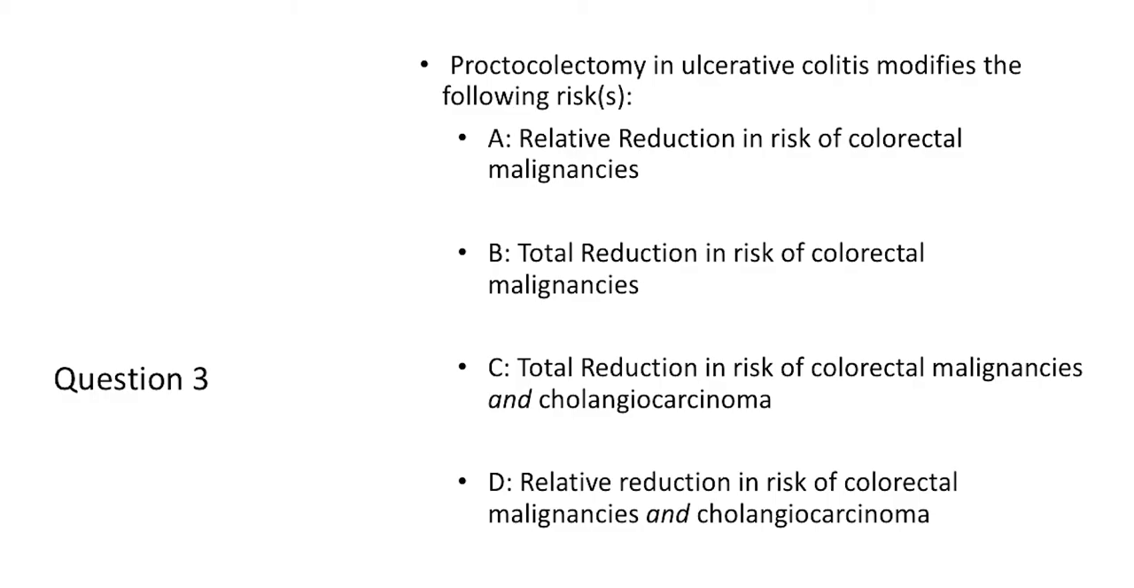All right, we can go to the third question now. Proctocolectomy in ulcerative colitis modifies the following risks: relative reduction in colorectal malignancy, total reduction in colorectal malignancies, total reduction in risk of colorectal malignancy and cholangiocarcinoma, or relative reduction in the risk of colorectal malignancies and cholangiocarcinoma. All right, we'll give them a few seconds again to answer, and then we'll share the results.